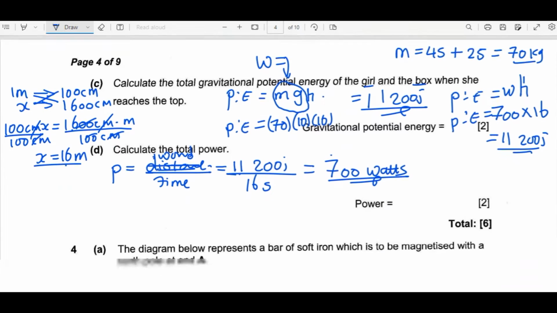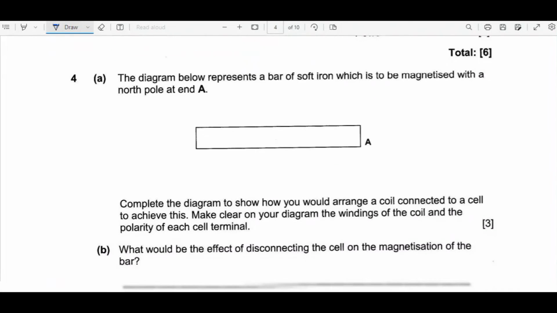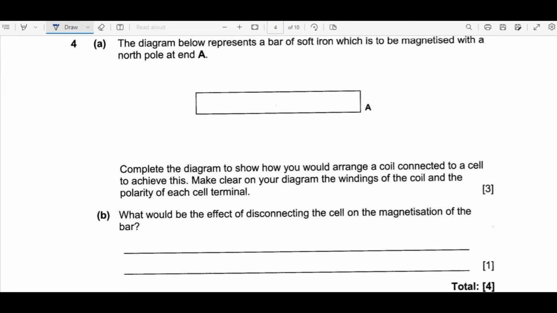We move on to question 4. Question 4a. The diagram below represents a bar of soft iron which is to be magnetized with a north pole at end A. So here, this is where our north pole should be. Then here we are going to have the south pole. Okay, so if that is the case, then the question is complete the diagram to show how we arrange the coil connected to a cell to achieve this. Make clear on your diagram the windings of the coil and the polarity of each cell terminal.